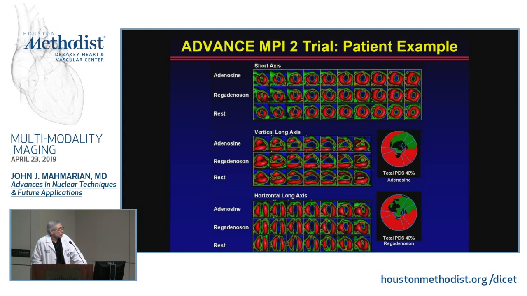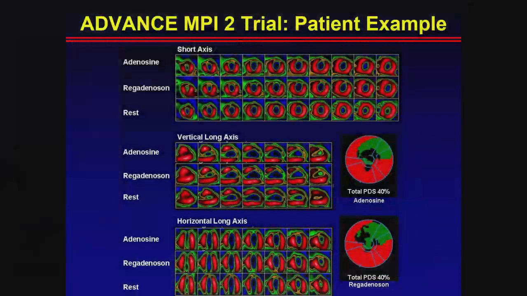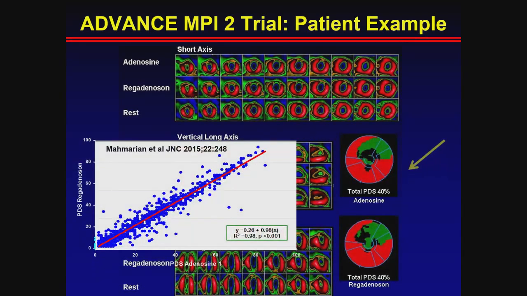We have also published data looking at quantitative analysis using adenosine compared to regadenoson. And as you can see on this particular slide, this patient has an anterior defect with adenosine. On regadenoson, you see the same thing. This is the rest image, which shows a lot of important redistribution at rest compared to the 2 stressors. And if you look at the quantitative analysis here, you can see that the size of the perfusion defect is virtually identical on adenosine and regadenoson.